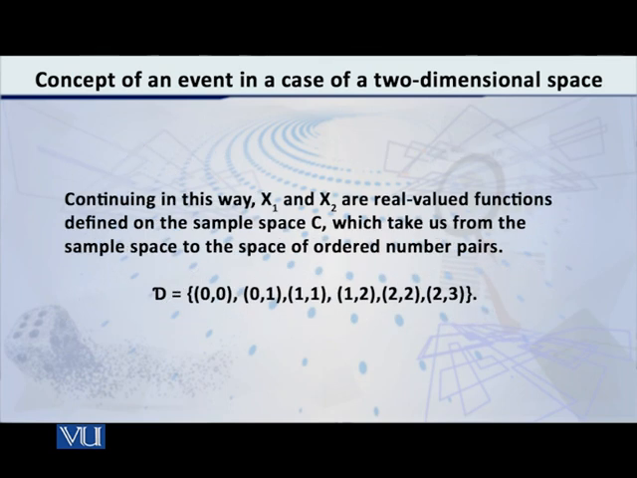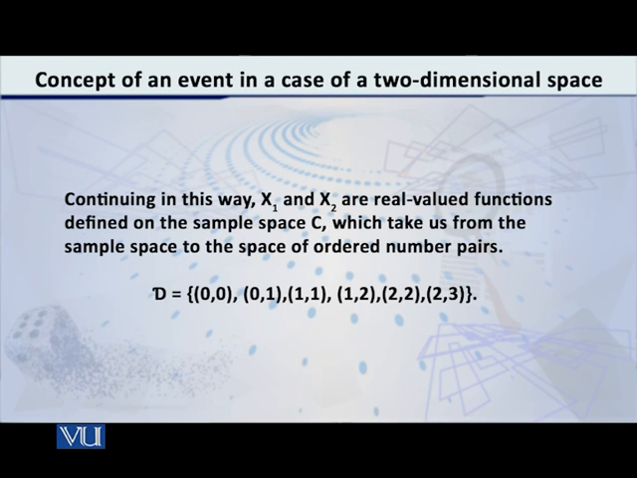Continuing in this way, we can define the space D consisting of all possible ordered pairs that we could have got according to the definition that I have just now presented. You can do that yourself, and I'm just going to present that entire space to you now. So D is equal to 0, 0. See, if you look at tail, tail, tail, there is no head in the first two, and no head in all three either. So 0, 0 is the very first possible value of the random vector x1, comma x2.